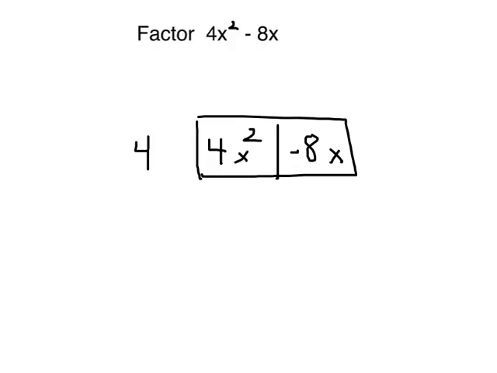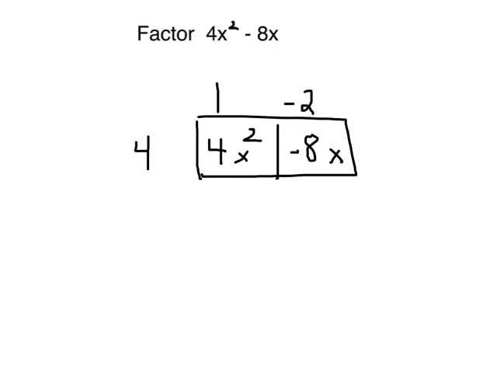So I'm going to think 4 times what gives me 4? The answer is 1. 4 times what will give me -8? -2. Now let's deal with the x variable. There are 2 x variables here, and there is a 1 x variable here. So how many can I divide out in common? There's 2 here and there's 1 here, so that means I can divide out 1 to each of these.